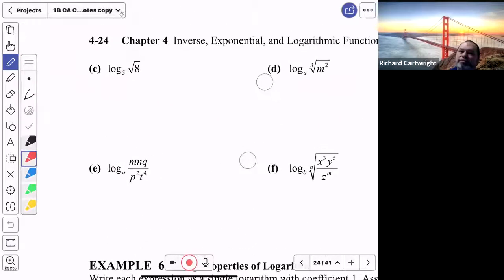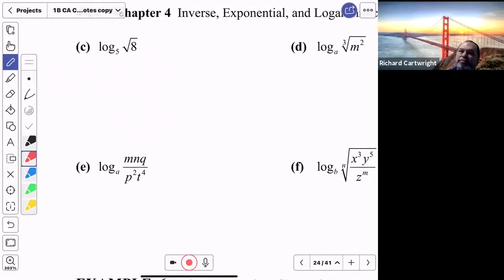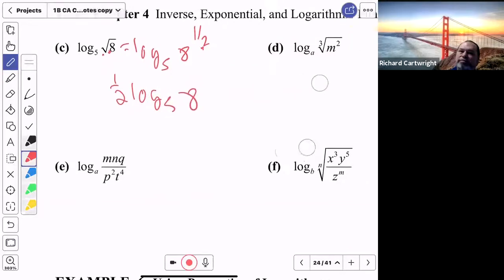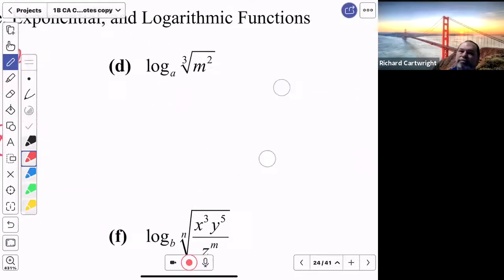Let's continue. Okay, think of this as log base 5 of 8 to the 1/2. There you go. You see what happened? Square root means the exponent's of 1/2, so guess what you can do? You can write 1/2 log base 5 of 8 if you wanted to. These are just things you're allowed to do if you want to. And trust me, in the future, sometimes you have to do a property of logs to make it usable.